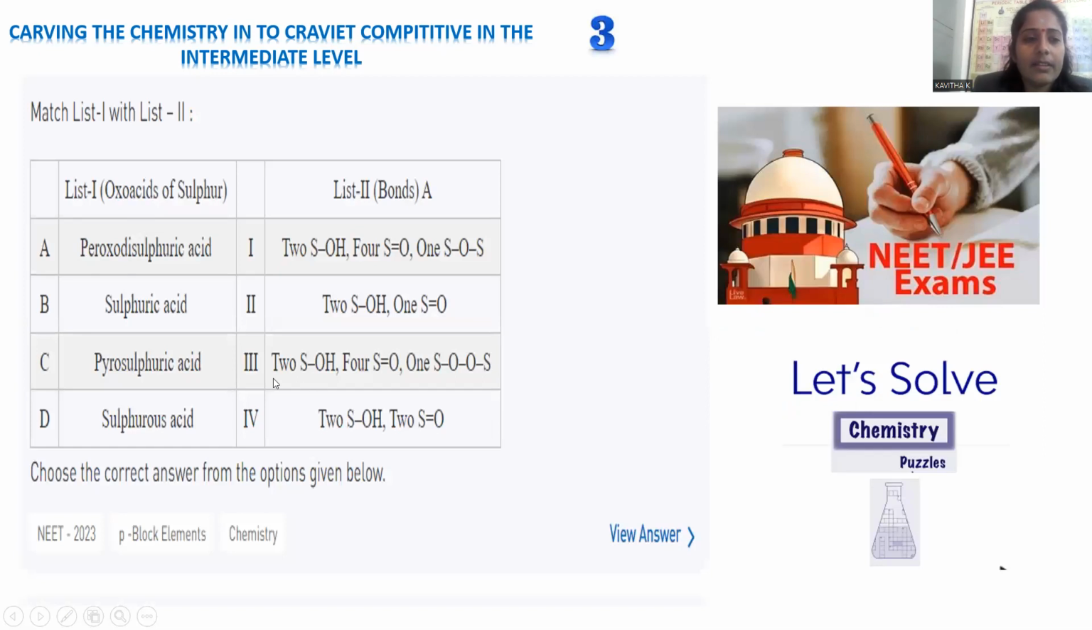So by this, the entire mapping of oxoacids of sulfur with their skeletal bonds will be provided here. Peroxo means oxygen single bond. Sulfuric acid, H2SO4, can be found at option number 2. Pyrosulfuric acid, where you can find SOS, means ether linkage can be there. SOS bond is called pyrosulfuric acid. Sulfurous acid, where one oxygen is less than sulfuric acid, will have two SOH and one S double bond O. This is the right mapping for question number 3.